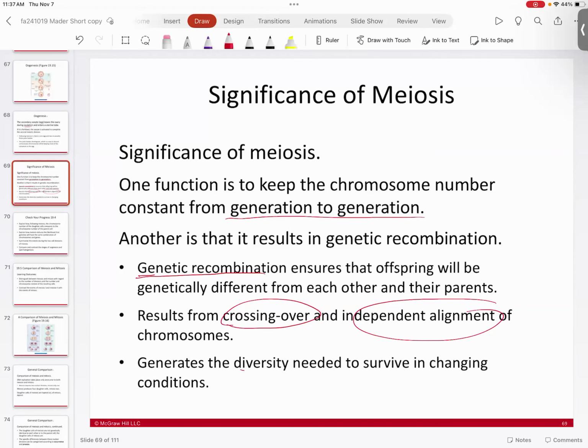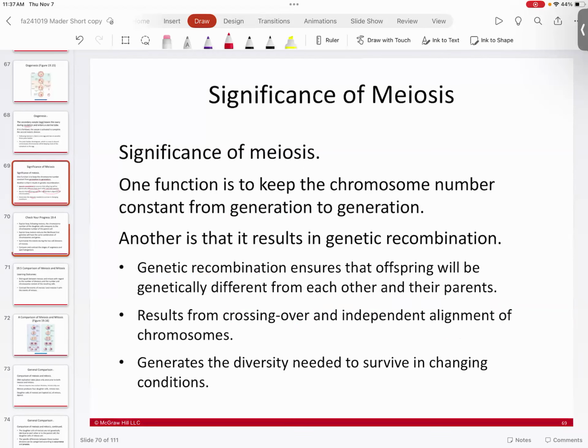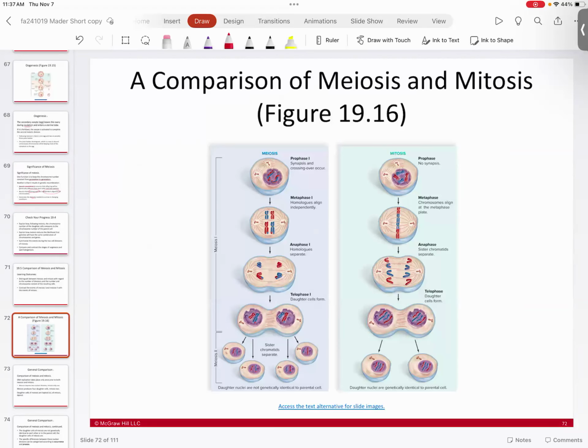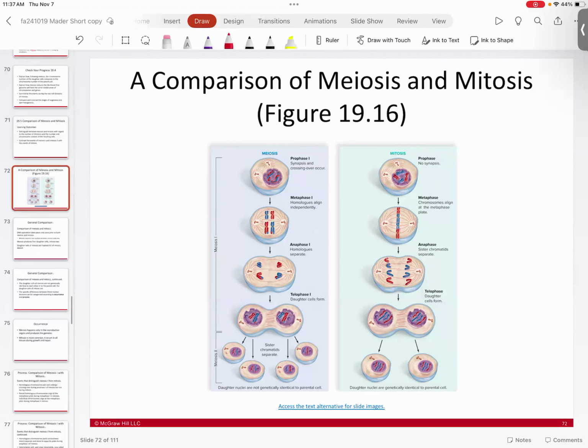And this will create a lot of diversity for us to be able to survive lots of different challenging conditions of the environment that change constantly. So that's kind of what mitosis and meiosis look like side by side.